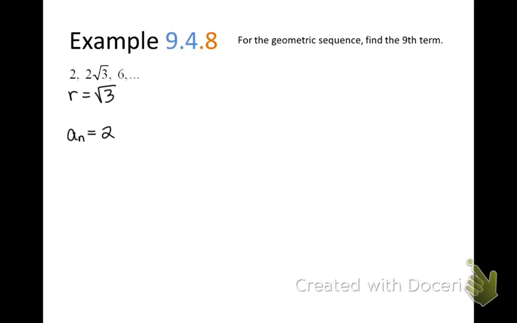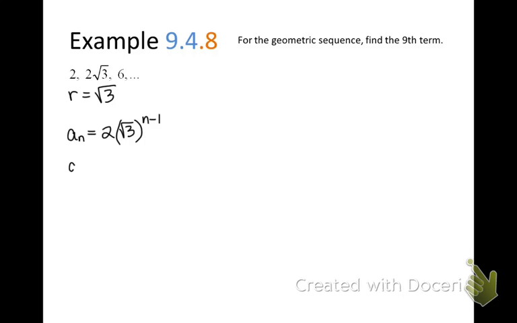The first term, which is 2, times your common ratio, which is root 3, and then to the n minus 1. Good. So there's my formula that I can use to find any term if I were to ask for it.